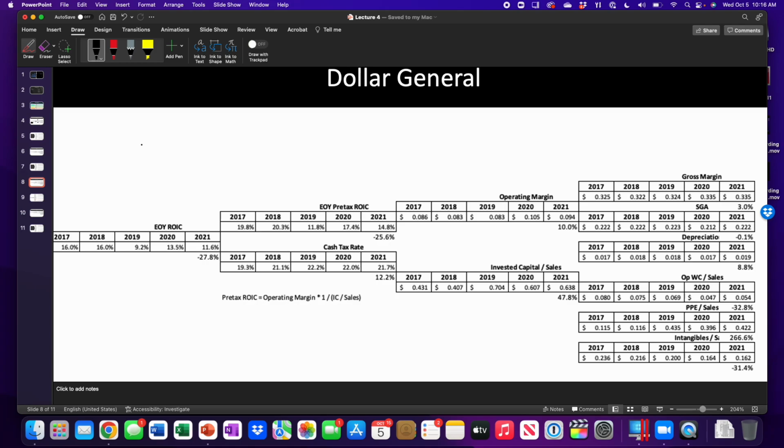The SG&A stayed flat from 22 in 2017 to 22 in 2021, so it didn't have really any effect on the operating margin. And then depreciation also relatively stayed flat, although it jumped from 0.017 in 2017 to 0.019 in 2021, which hurt the operating margin, but not enough for it to decrease. And then going off to the invested capital. I'll just stop right there. I'll let somebody else take that.